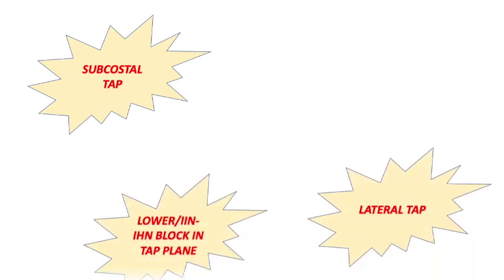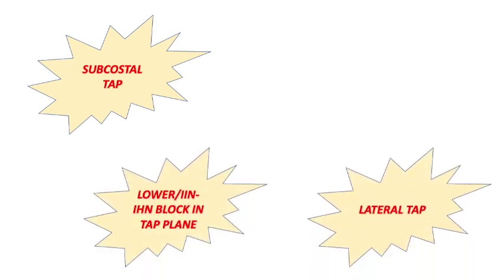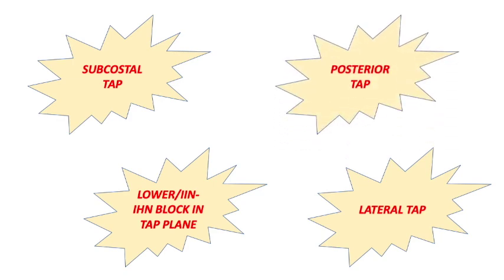First of all, important confusion is about various types of block like subcostal tap block, lateral tap block, lower or ilioinguinal iliohypogastric nerve block in tap plane, and last but not least posterior tap block. So these are the various tap blocks described in literature. These are different blocks at different levels, and if you know the anatomy and know the indication, then only you will give the right type of tap block, and you will get postoperative analgesia for the patient.